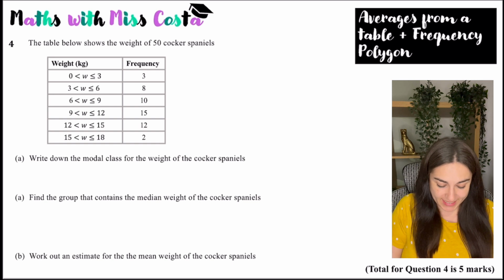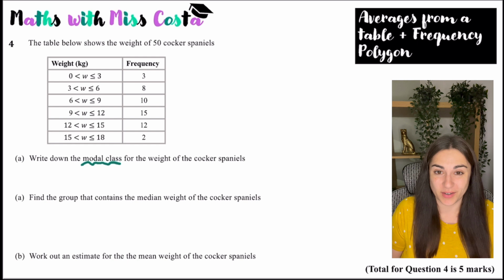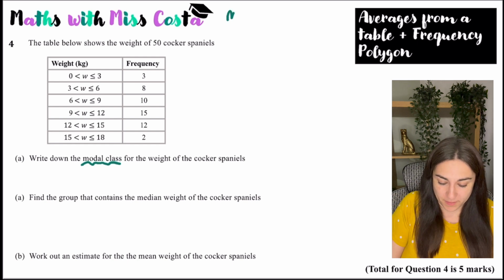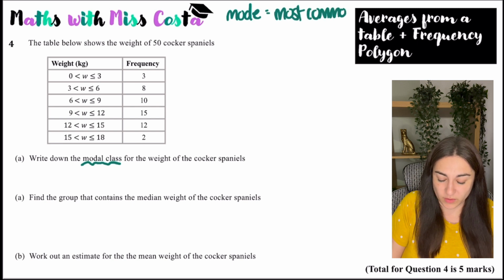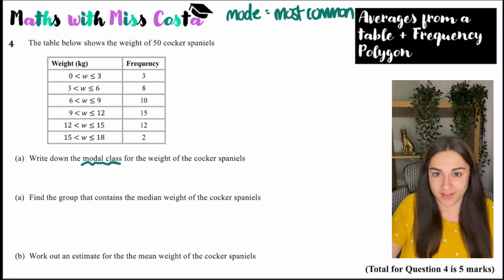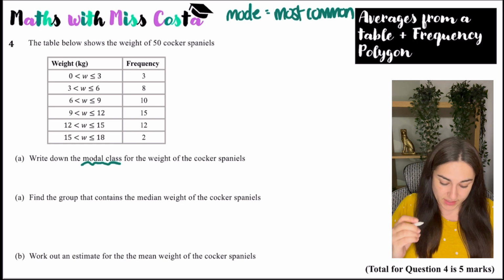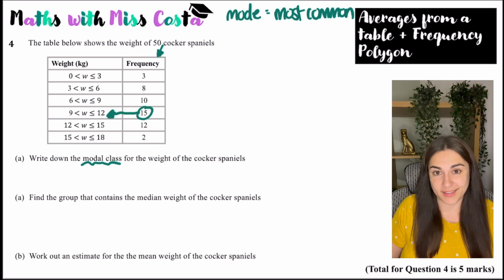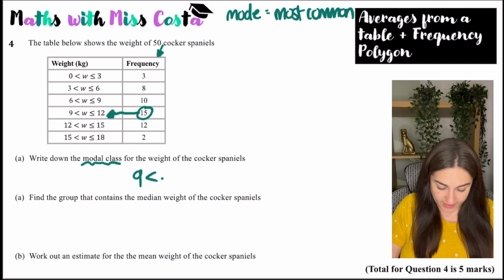Okay, so in this question, I'm told that the table shows the weight of 50 Cocker Spaniels. And I need to write down the modal class for the weight of the Cocker Spaniels. So the modal class literally means the class that contains the most amount of values. Remember, the mode is the most common, and modal is just the adjective version of the mode. So the modal class, because it's a class, it's not just one value. So you look at the frequency column and you look for the largest value. So 15 is the largest value. Therefore, the modal class is between 9 and 12 kilograms.